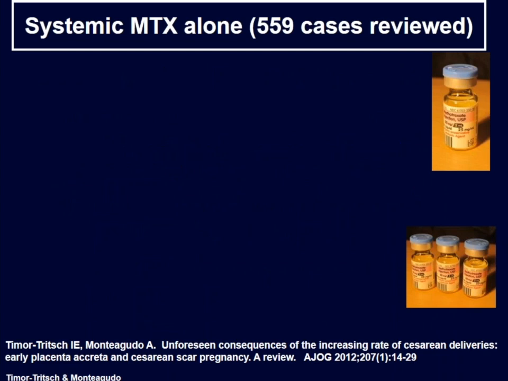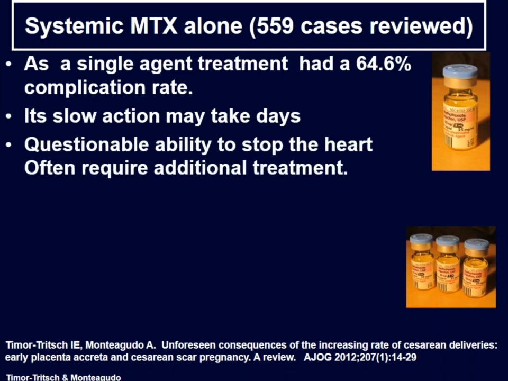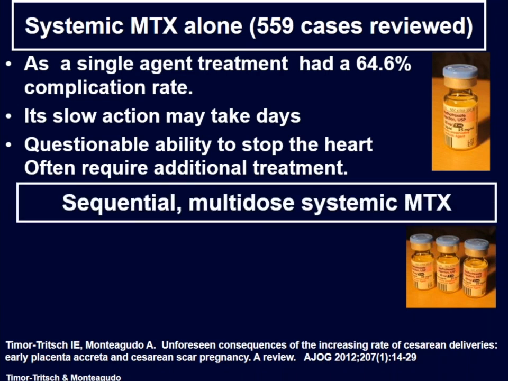First of all is systemic methotrexate alone. There are almost 560 cases reviewed in the literature. As a single treatment, they had a 64.6% complication rate and a 7.8% success rate only. Its slow action may take days. They have a questionable ability to stop the heart and often require additional treatment.